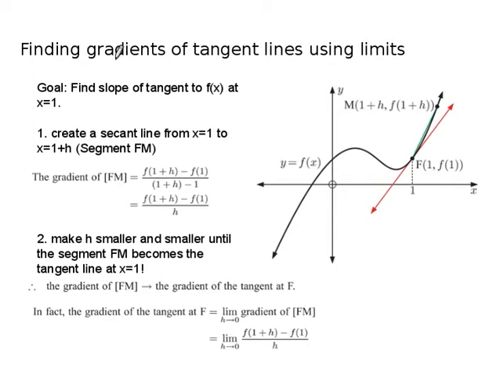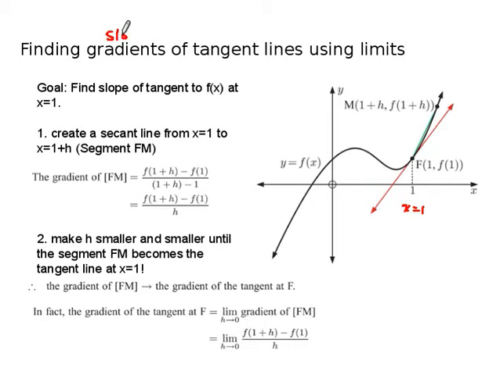Okay, so now that we know how to find limits, let's connect the idea of limits to finding gradients of tangents. My goal here is to find the slope of the tangent to f of x at x equals 1. Here I have this curve, this is f of x, and at x equals 1 I want to find the slope of this tangent. Remember, gradient is the same as the slope.